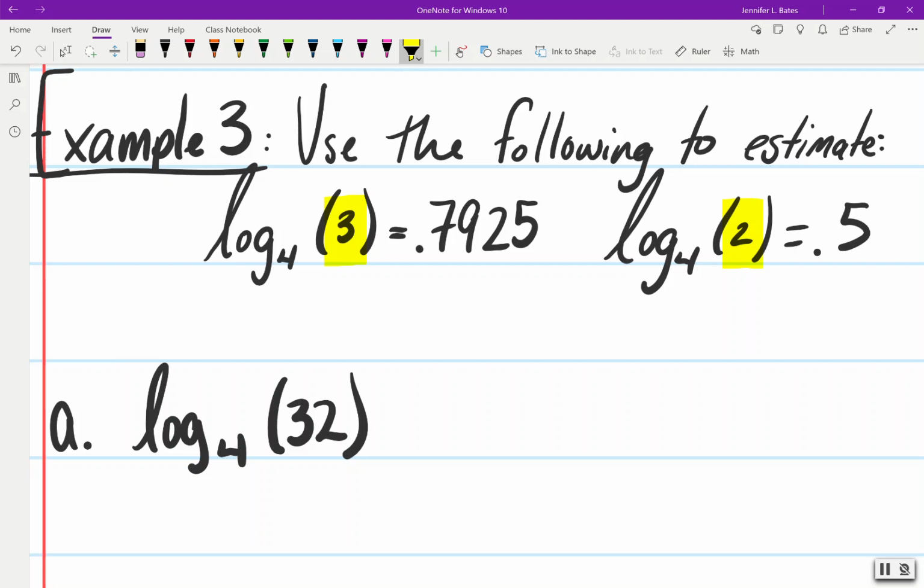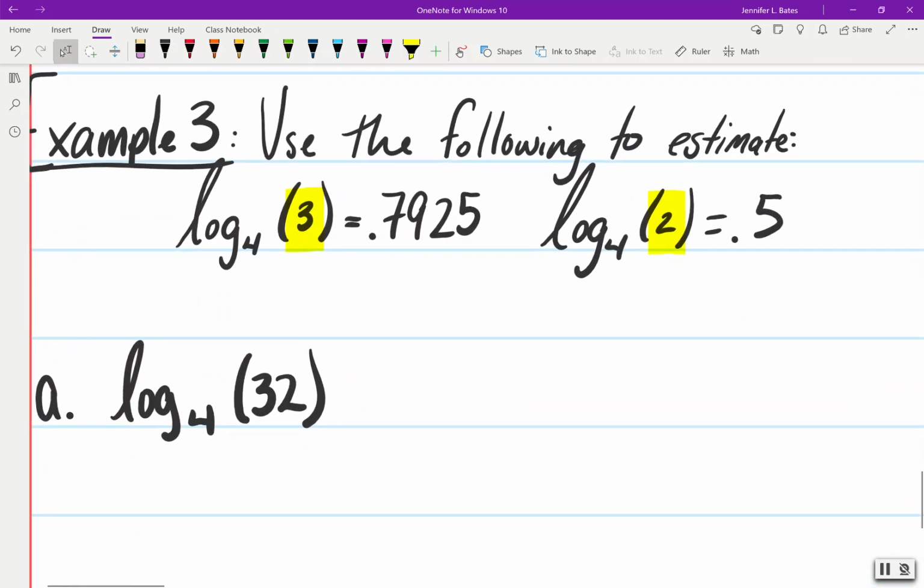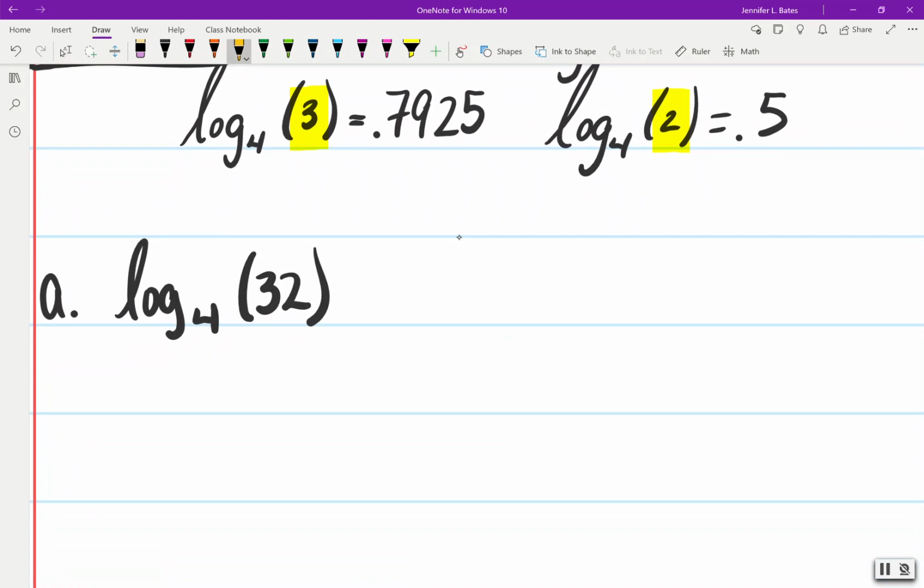Okay, so 32, let's see. If we drew a factor tree, that might be a good way to start. 32 is 2 times 16. 16 is 2 times 8. 8 is 2 times 4, and 4 is 2 times 2. So I know that 32 is 2 to the what power? Show me on your hand. Good, so it should be 2 to the 5th.